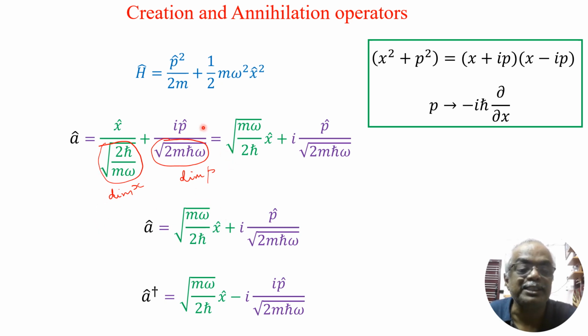So this first term can be written as square root of m omega over 2h cross times x, plus this term, I am taking as it is, i p̂ over square root of 2m h cross omega. Here, by definition, this is equal to the annihilation operator. For the creation operator, just take the complex conjugate of this. That is, this will become minus. Here it is plus, this is minus. This A dagger is the creation operator.